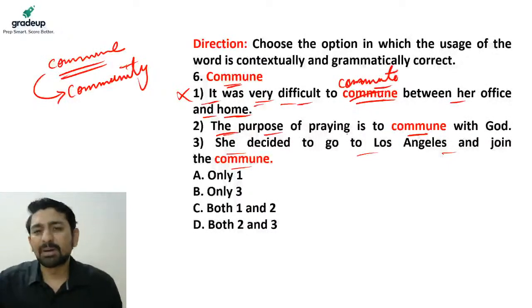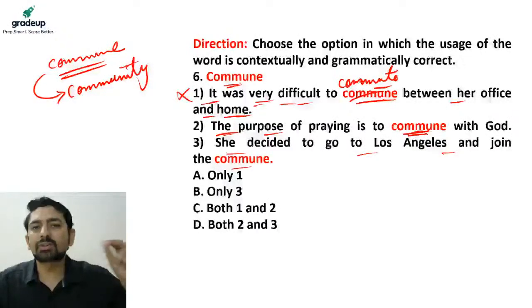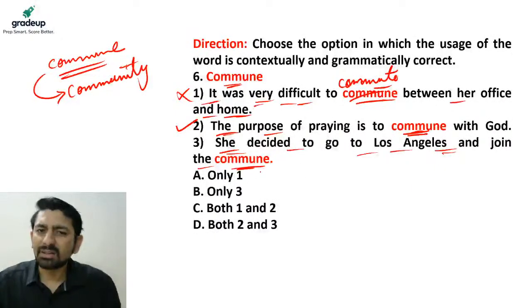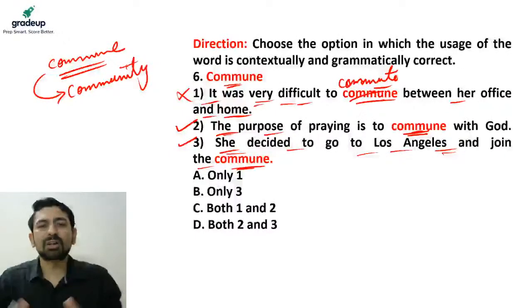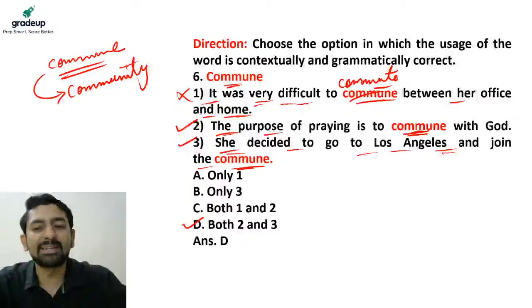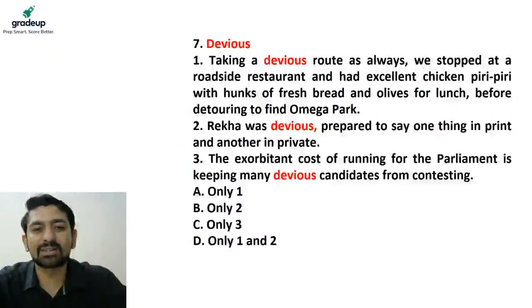The second is, the purpose of praying is to commune with God. Commune with God, having spiritual thoughts, connecting with God, being one with the divine. So the second sentence is absolutely correct. Third says she decided to go to Los Angeles and join the commune. This is also correct because here I am referring to the community, people coming together for a particular cause. You're going to join the commune. The third one is also correct. So the correct answer should be D, which is both 2 and 3. Whosoever said D, they were absolutely right. Keep it up, guys. Okay, let's move on to the next question.